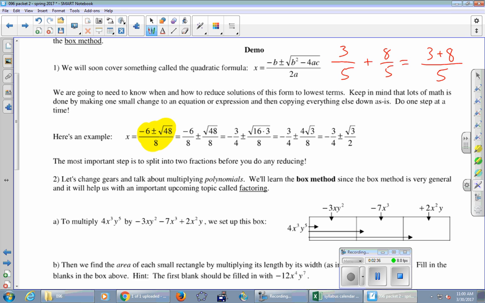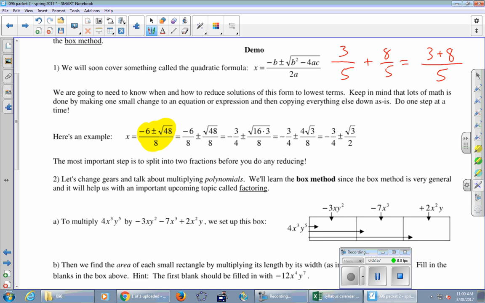So here I have -6 plus or minus the square root of 48 over 8. This plus or minus is just a shorthand notation. It means -6 plus square root of 48 over 8, and then completely separately, -6 minus the square root of 48 over 8. We're just smushing them together. It's really two expressions combined into one.